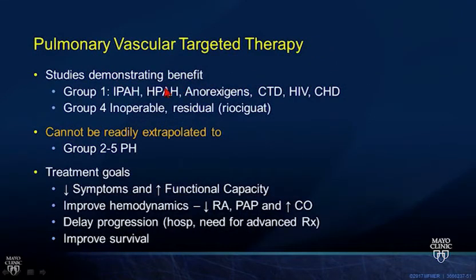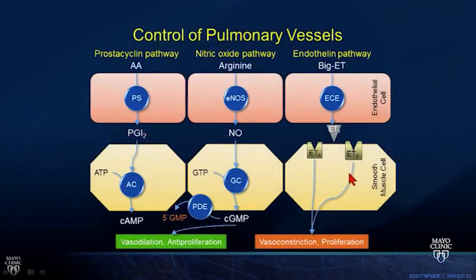Studies have demonstrated benefit in group 1 with targeted therapy, and group 4, but the PH-specific medications are not readily extrapolated to group 2, 3, or 5. We want to try and obviously improve functional capacity and decrease symptoms, improve hemodynamics, and delay progression of the disease, hopefully resulting in improved survival.